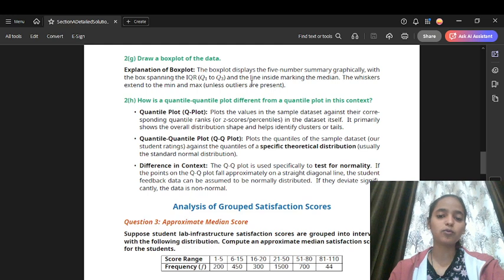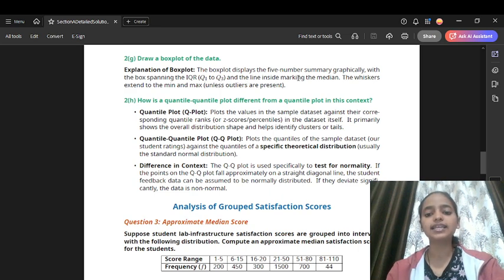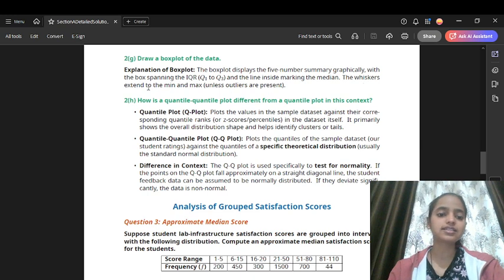Explanation of box plot. The box plot displays the 5-number summary graphically, with the box spanning the IQR from Q1 to Q3 and the line inside marking the median. The whiskers extend to the min and max unless outliers are present.